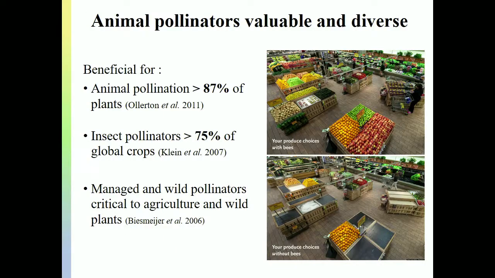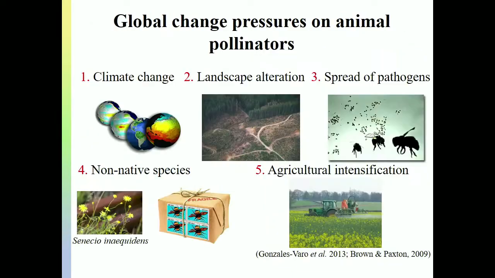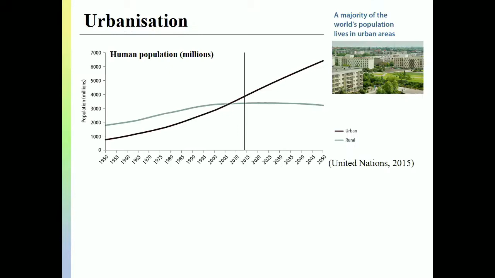We heard a lot about how important pollinators and pollination are, so I will skip this slide and concentrate a little bit more on our results. We also heard a little bit about the global change pressures on animal pollinators, and the one that I will concentrate upon is landscape alteration, or in general land use change. One of the main drivers of land use change is urbanization. We know that the global human population is increasing, and consequently the urban human population will also increase, causing an increase in urban land use.